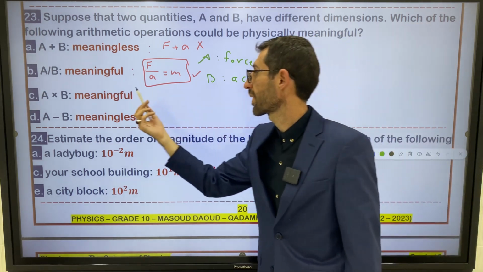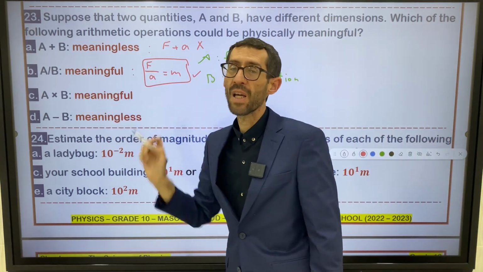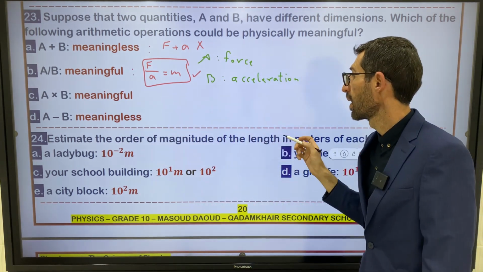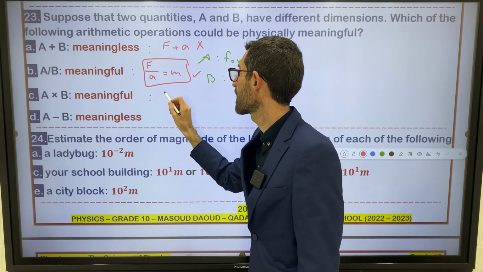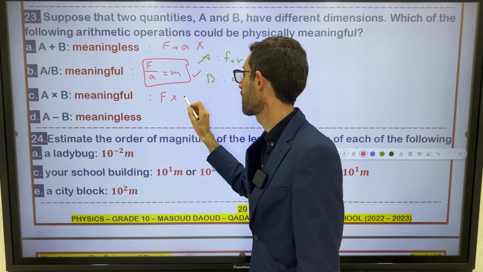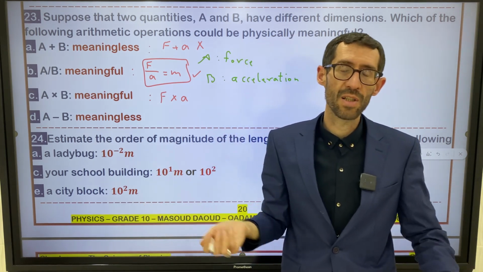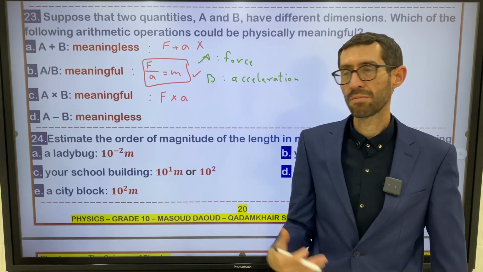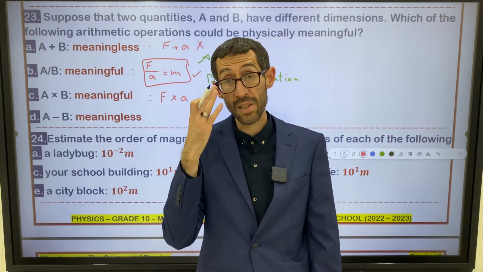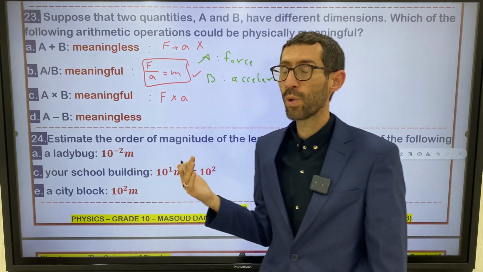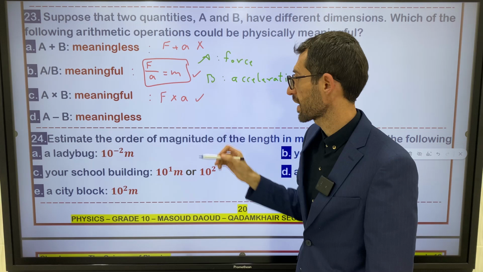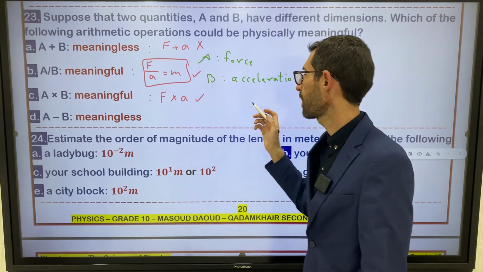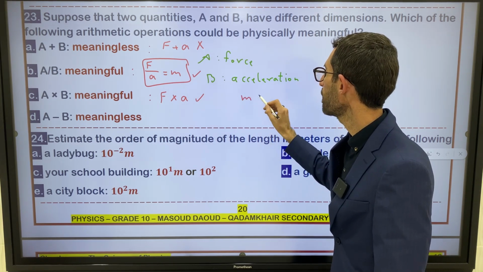Let's move to C, A multiplied by B. Why do we say it's meaningful? For example, whenever you multiply force and acceleration, it works. It's meaningful. We cannot say it doesn't work. It works. That's why we accept this one. We have a lot of other examples. Let me think about, for example, m multiplied by v.